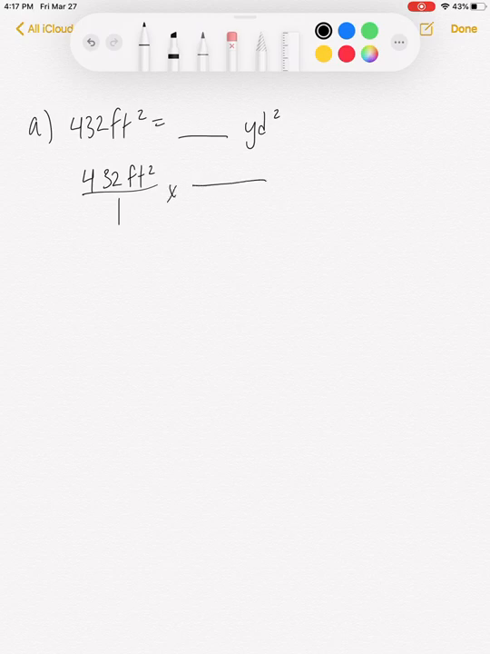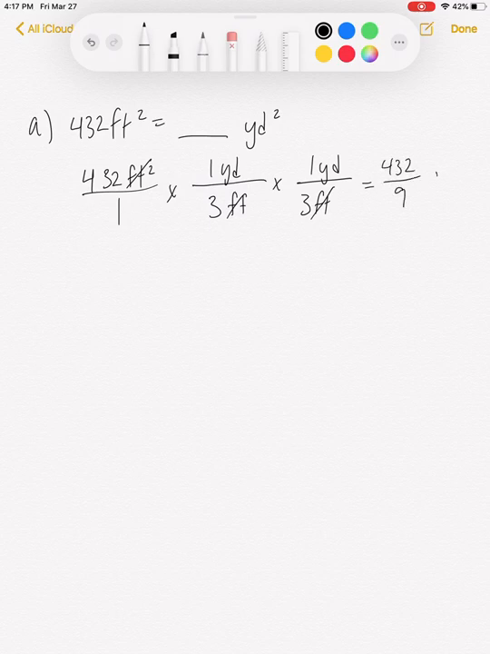Well, how I need to get to yards squared, I need my feet to cancel. So at diagonals, I'm going to put the feet, so we have 3 feet for 1 yard. And then I'm going to multiply that by another 3 feet for 1 yard, because I need this to cancel with that. Okay. I multiply the numerators and denominators, and I get 432 over 9 yards squared. When I divide 432 by 9, I get 48 yards squared.